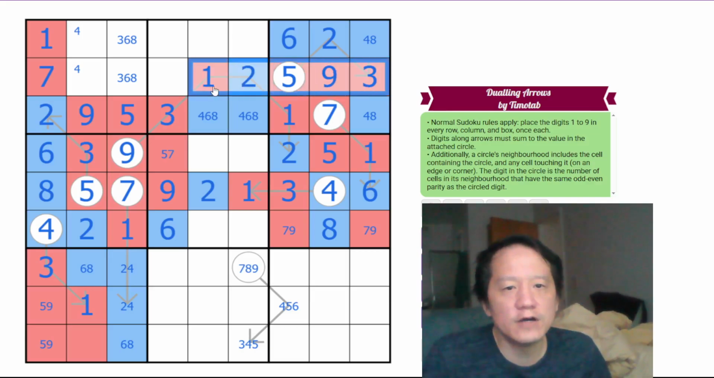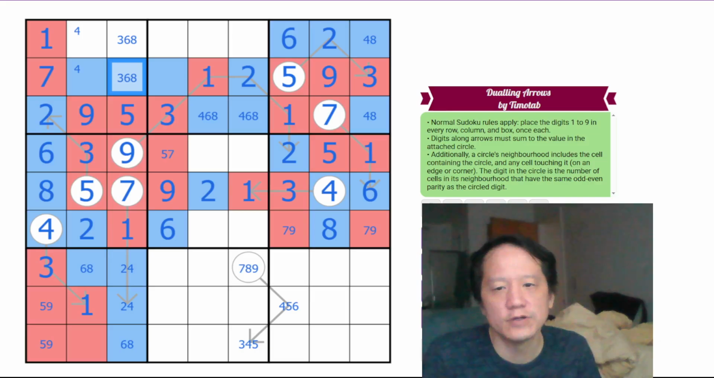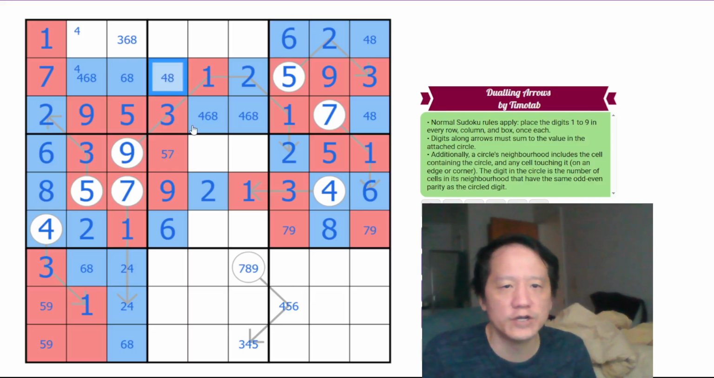We have 5 odd digits in row 2, which leaves only even digits in row 2. So this can't be 3. This can't be 6 or 8. Actually, it could be 6 or 8. Dang it. So 4, 6, or 8. This is 4 or 8.